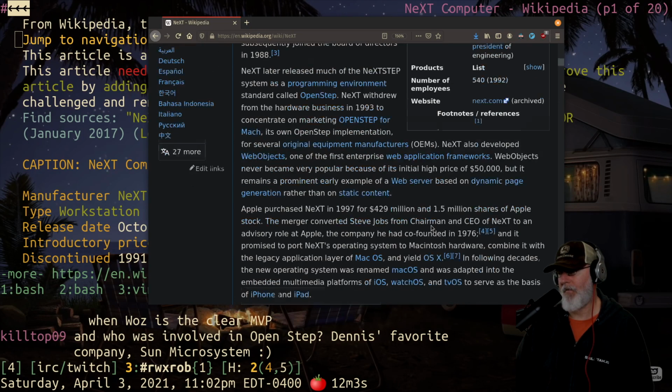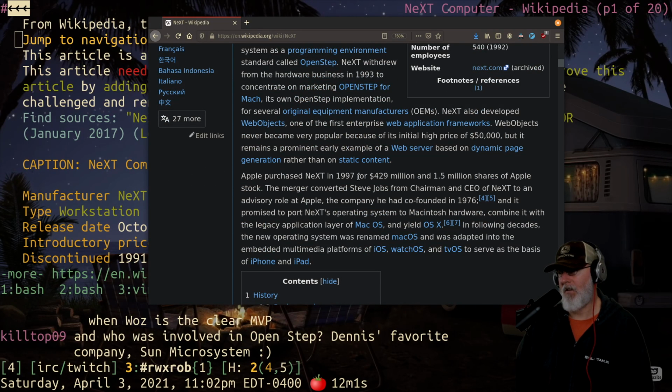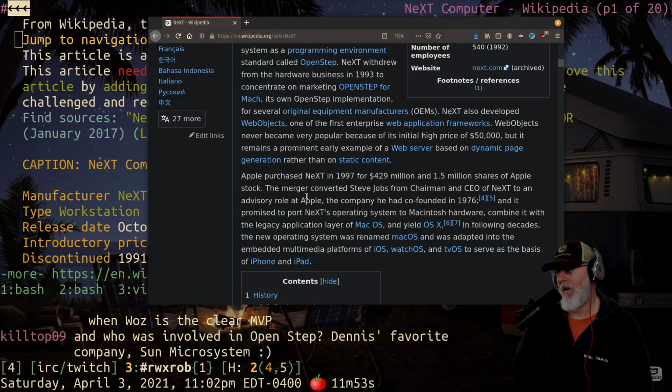Apple purchased NeXT in 1997 for $429 million, which is nothing today. That's nothing. And 1.5 million shares of Apple stock. The merger converted Steve Jobs from chairman and CEO of NeXT to an advisor at Apple. He promised to support NeXT operating systems and Macintosh hardware, combined with the legacy application layer.